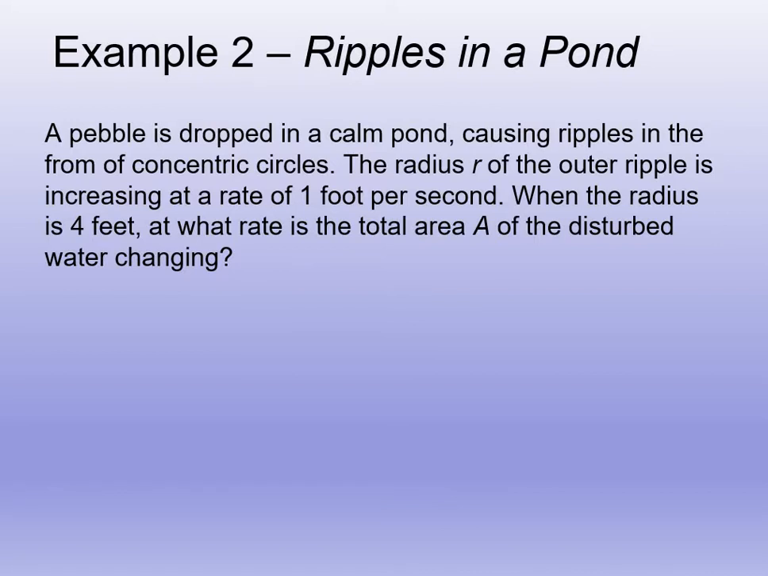The radius r of the outer ripple is increasing at a rate of 1 foot per second. In my mind, I'm already thinking that's dr/dt because it's giving me a rate related to r. So dr/dt is 1. Then it says when the radius is 4 feet, so that's r equals 4. At what rate is the total area of the disturbed water changing? That's dA/dt. So I'm given dr/dt, I'm given r, and I need to find dA/dt.